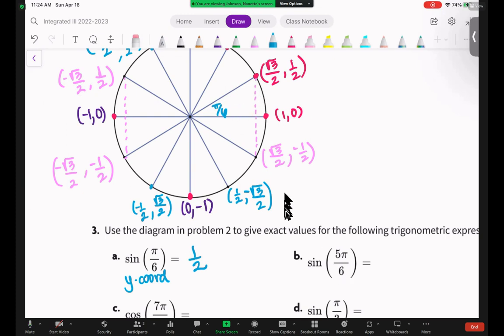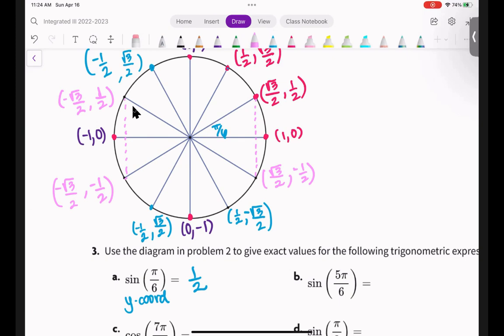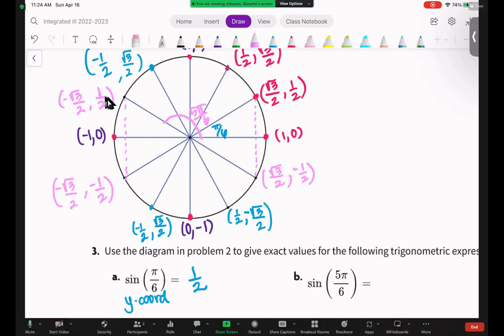So 5 pi over 6 looks like this. I'm going to count 5 slices of that pi. So I want 5 pi over 6. Here's 1, 2, 3, 4, 5. So it's this guy right here. This is 5 pi over 6. And again, because it's sine, I just want the y coordinate. So that's just 1/2.